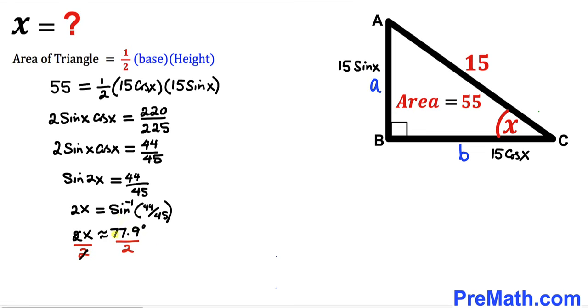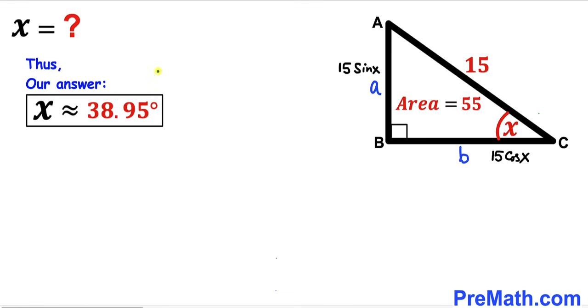This 2 and 2 is gone. So therefore our angle x value is going to be approximately equal to 38.95 degrees. So thus our angle x value turns out to be 38.95 degrees by using the very first method.